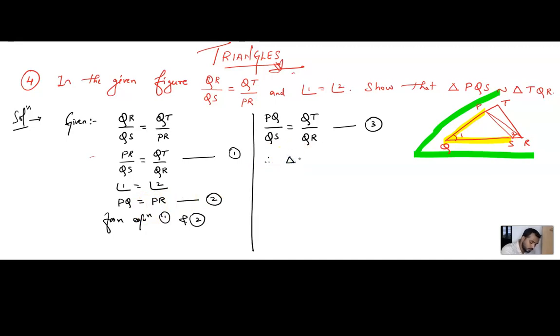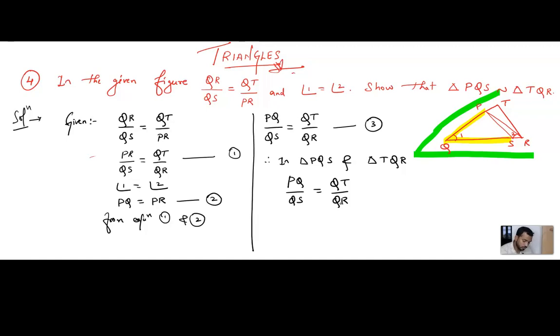That is triangle PQS and triangle TQR. Please look at the figure. What do we know? We already know from equation 3 that PQ by QS is equal to QT by QR. We are saying that PQ is proportional to QS and QT is proportional to QR. Can you see this? Both the sides are proportional.